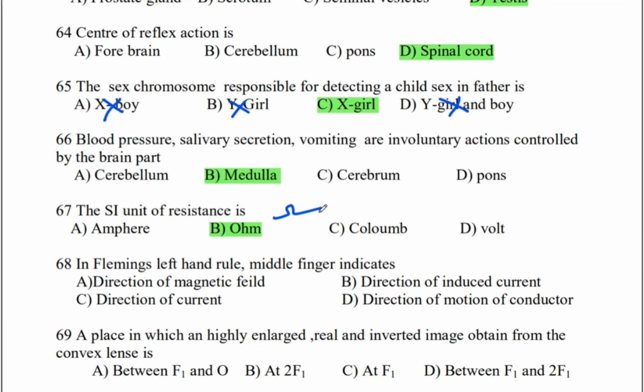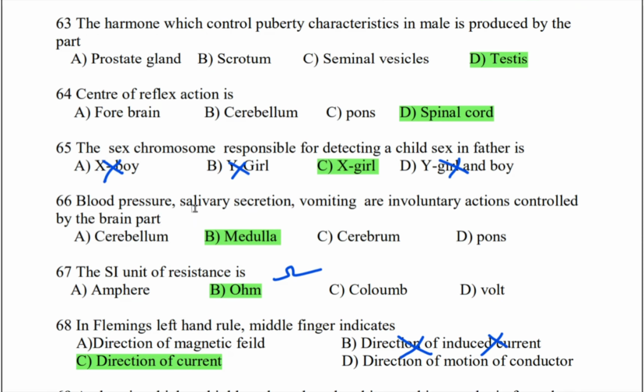The SI unit of resistance is ohm. In Fleming's left hand rule, the middle finger indicates the direction of current. In model paper 1, I have given the answer as direction of induced current. That is wrong. The correct answer is, in Fleming's left hand rule, the middle finger indicates the direction of current. Therefore, the correct answer is option C.